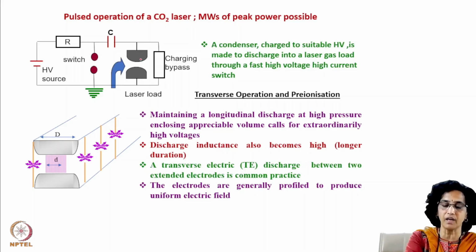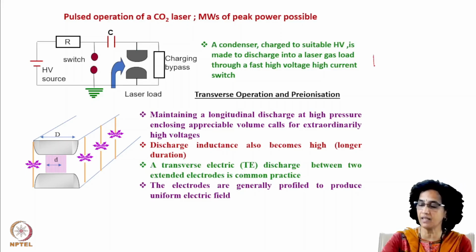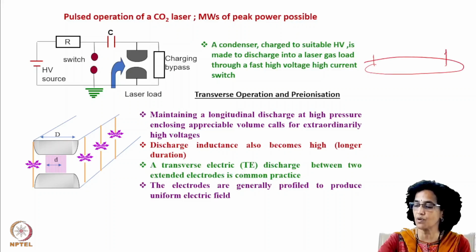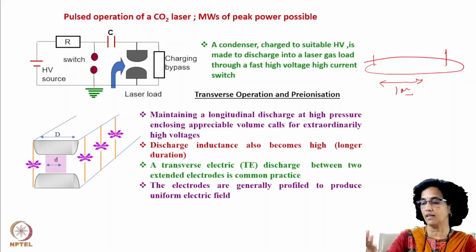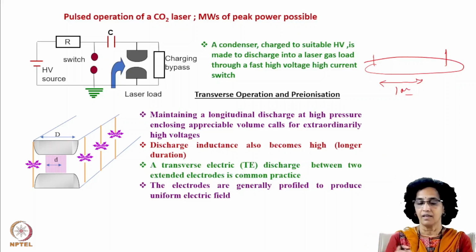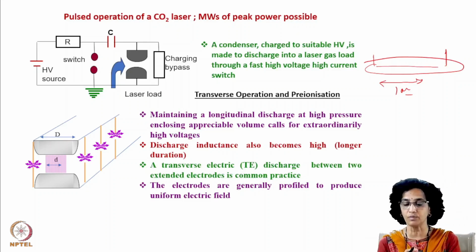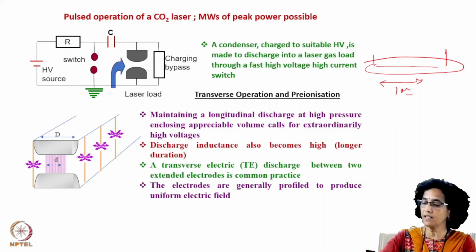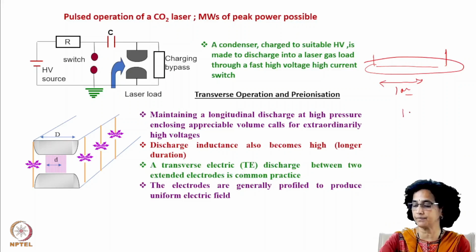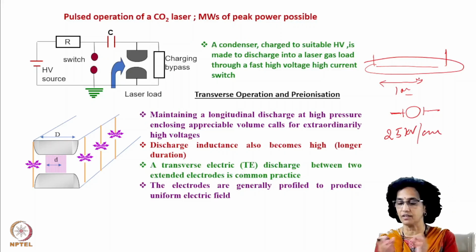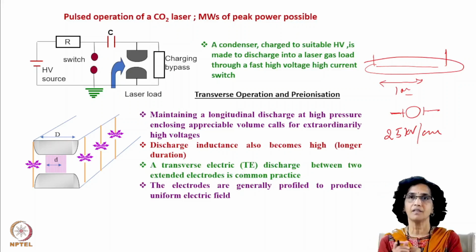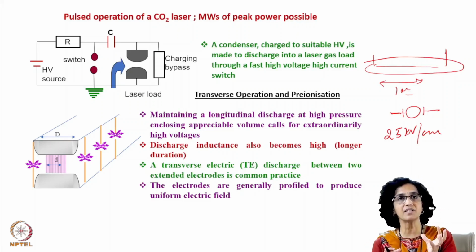Now, why am I showing our electrodes in this manner? Before that we had our CW discharge. It was something like this. It was longitudinal, and we said about 1 meter is a very commonly used discharge length. But maintaining a longitudinal glow discharge at high pressure enclosing appreciable volume calls for extraordinarily high voltages. If we think of, say, a 1 centimeter gap, then to break this gap you require approximately 25 kV per centimeter. So we cannot think of such large discharge lengths. Because we cannot have longitudinal discharge, what we have is a transverse discharge.